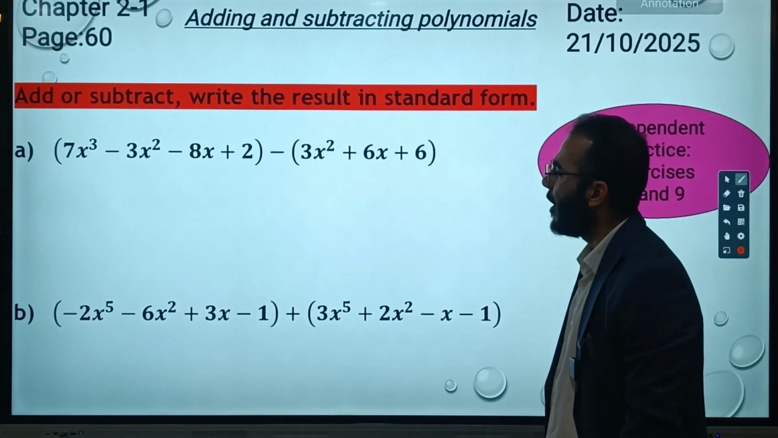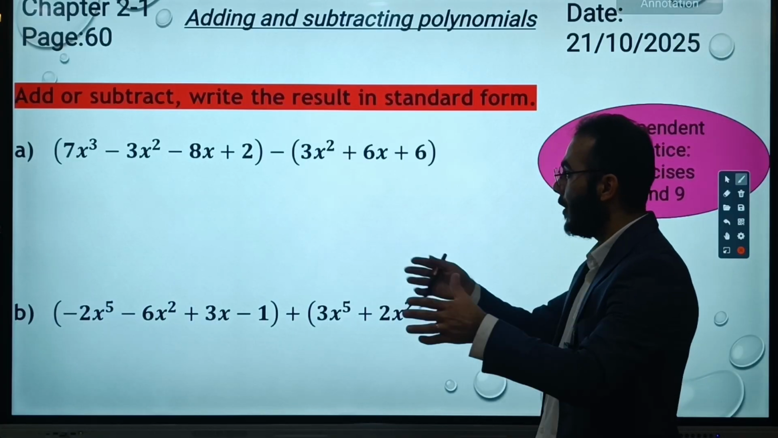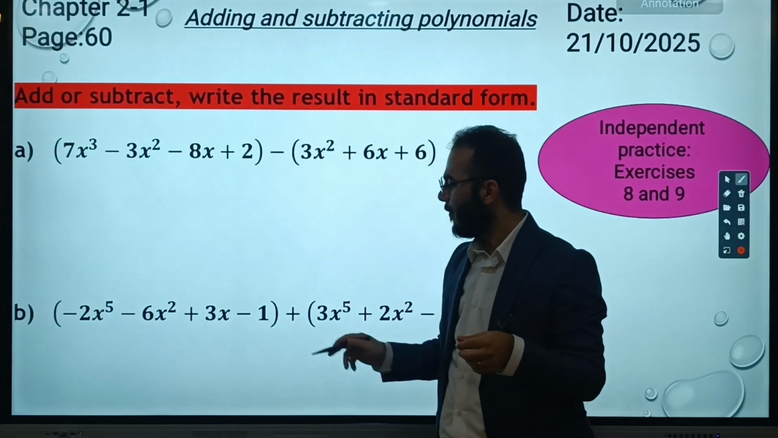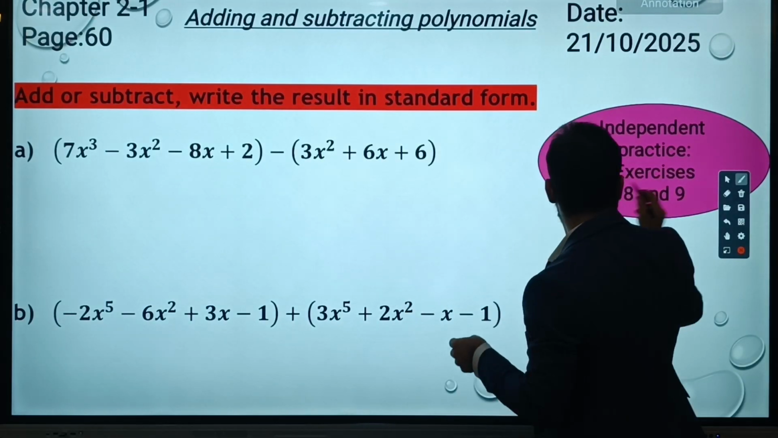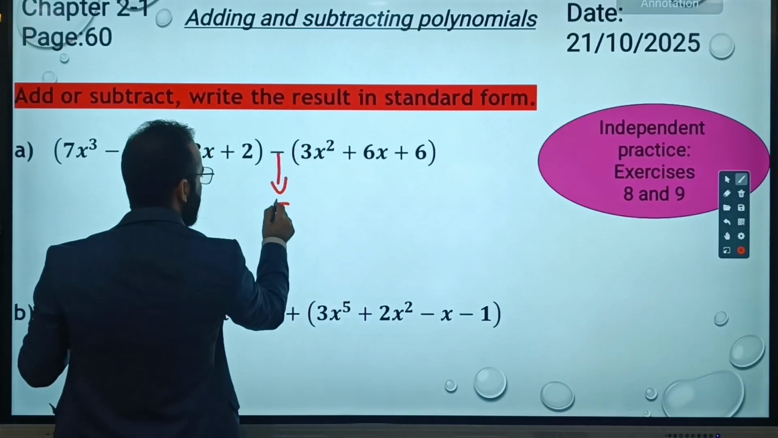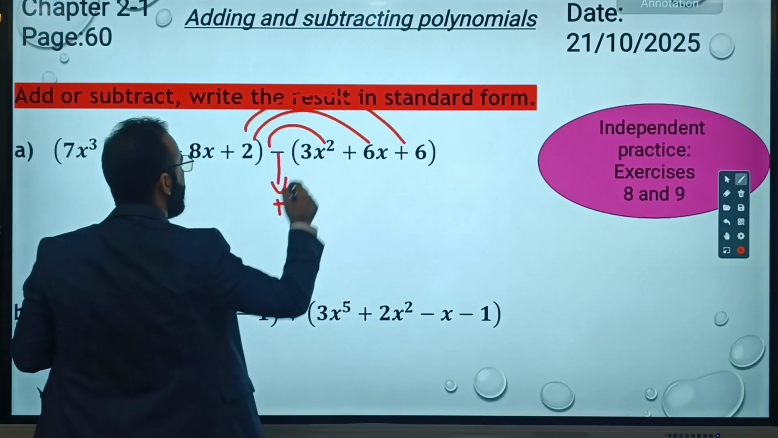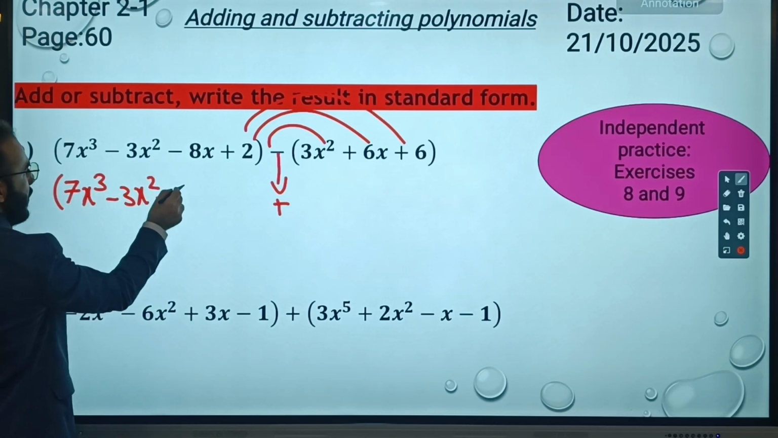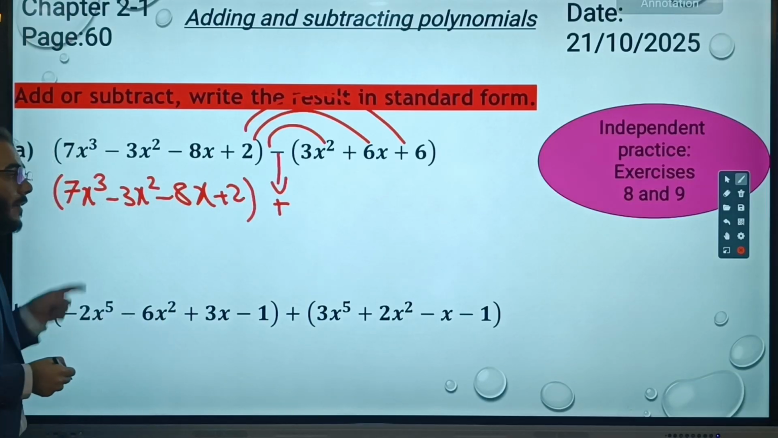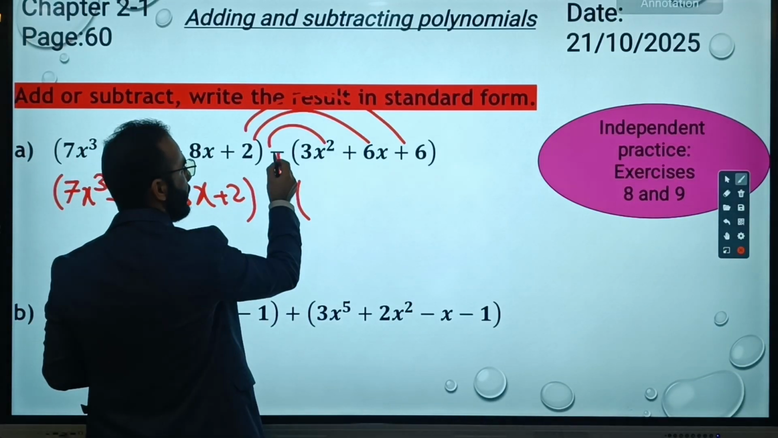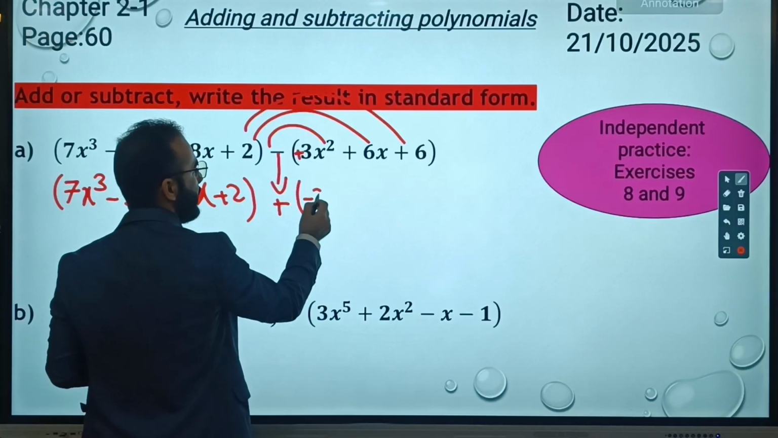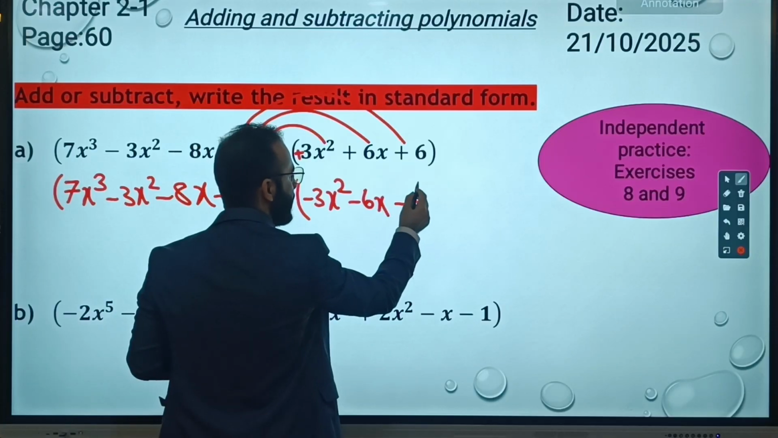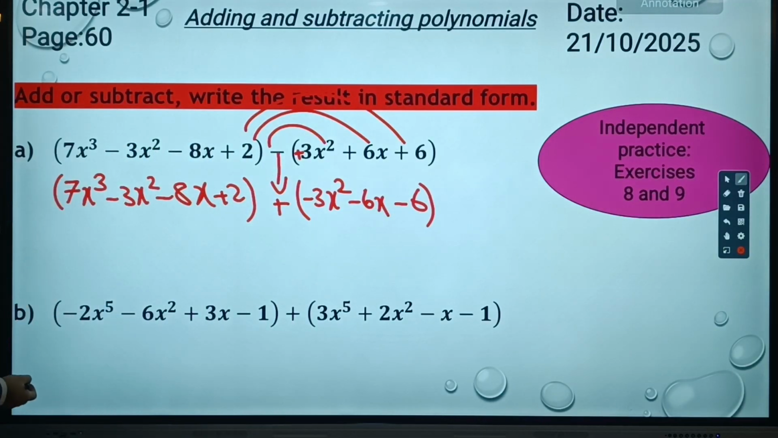So 7x cubed minus 3x squared minus 8x plus 2, minus 3x squared plus 6x plus 6. There is minus. So for that one, we need to turn it to positive. This negative will become positive by multiplying this negative by each term inside the second one. We write the first bracket, 7x cubed minus 3x squared minus 8x plus 2. That negative will become plus. Multiplying negative by this positive, so negative 3x squared, negative 6x, negative 6.